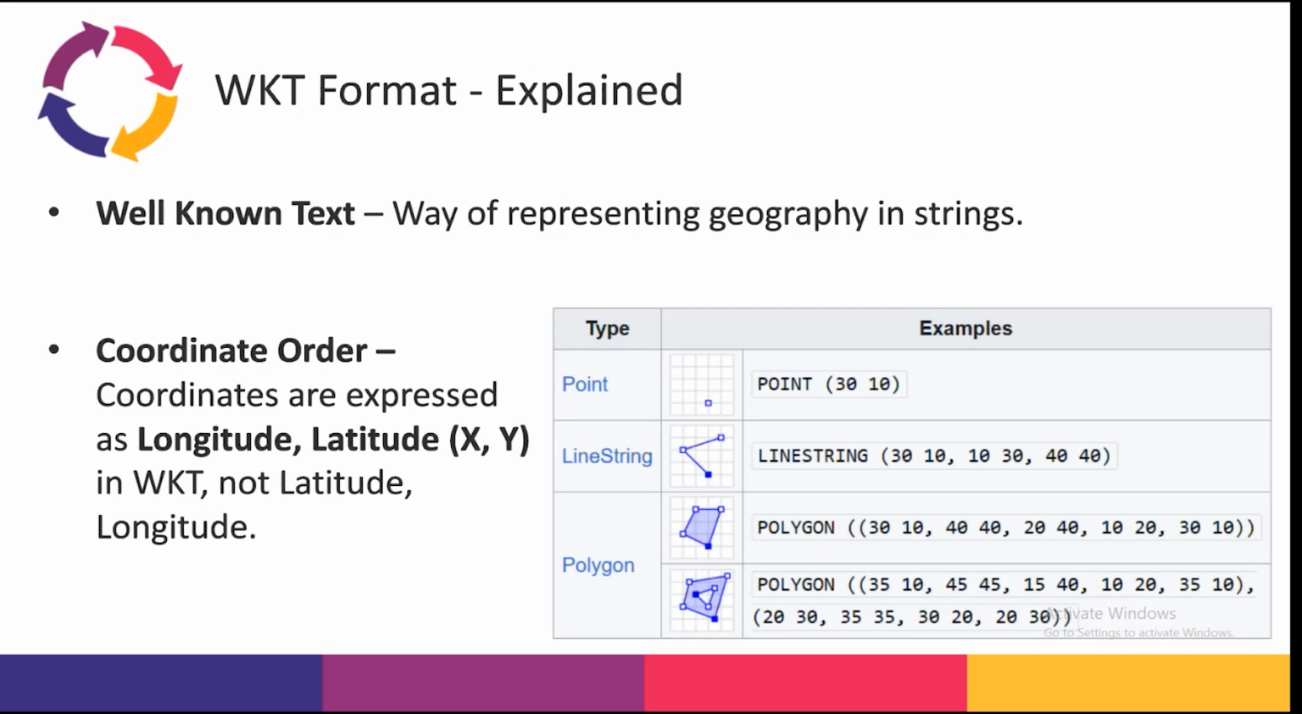So WKT, well-known text format, is essentially just a way of representing geography in strings. We're not going to go into any detail over here, but you can have a number of different forms of this format, and these would be points, line strings, polygons, or multi-polygons. So coordinate order usually goes longitude and latitude, and that's X, Y, and not latitude and longitude.